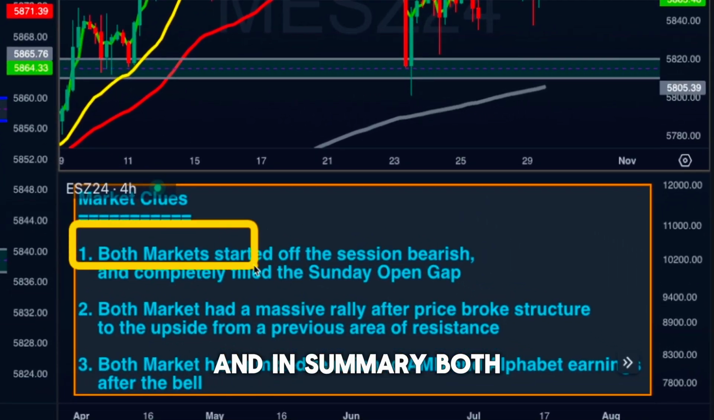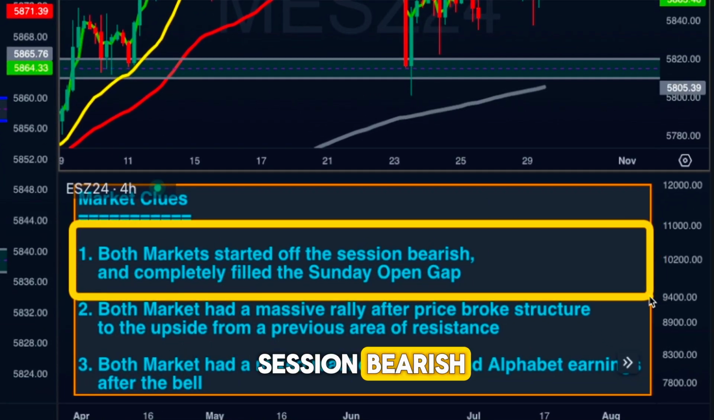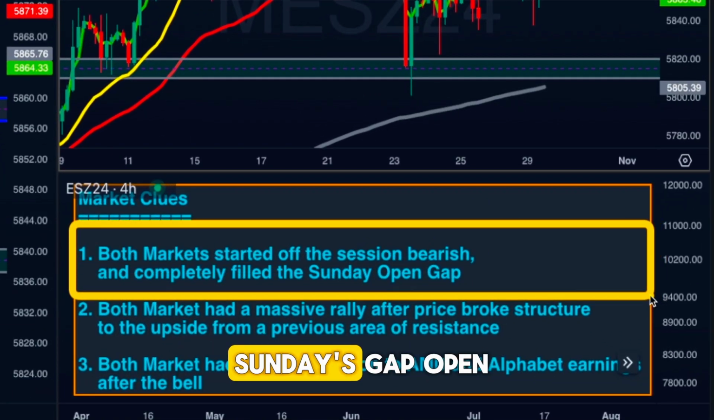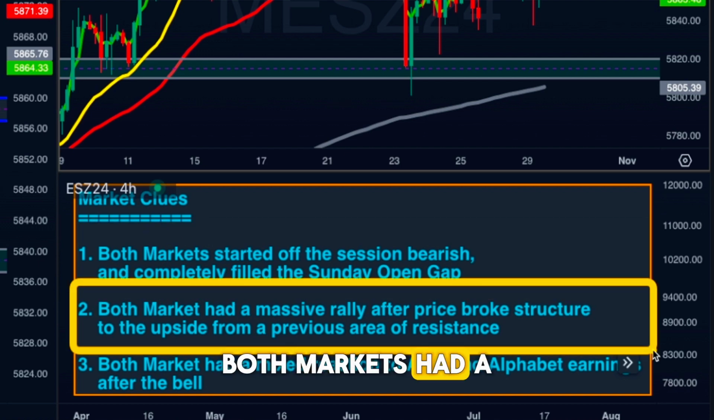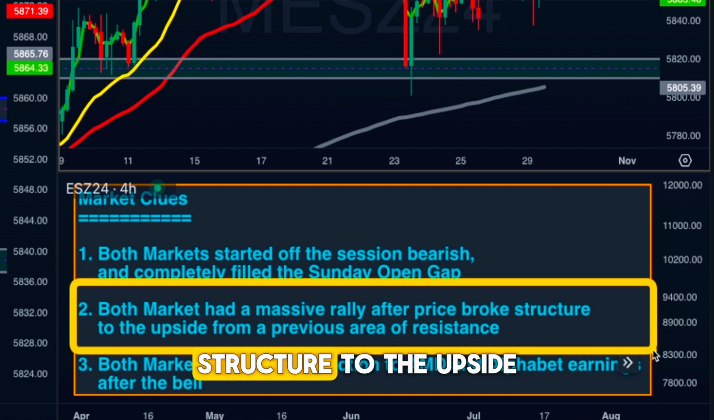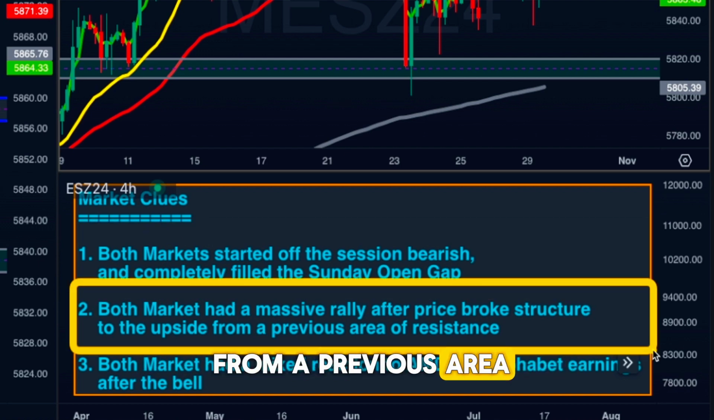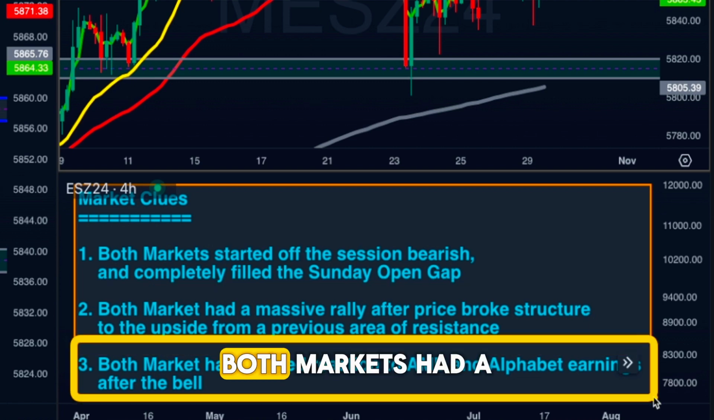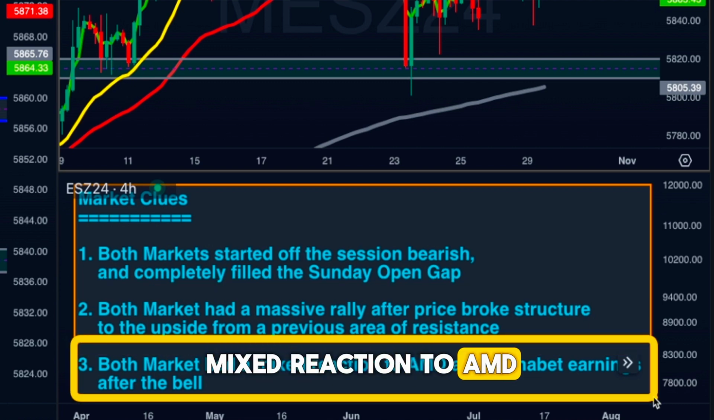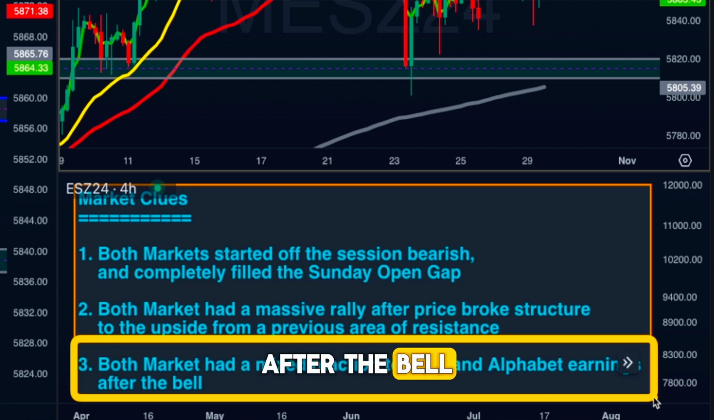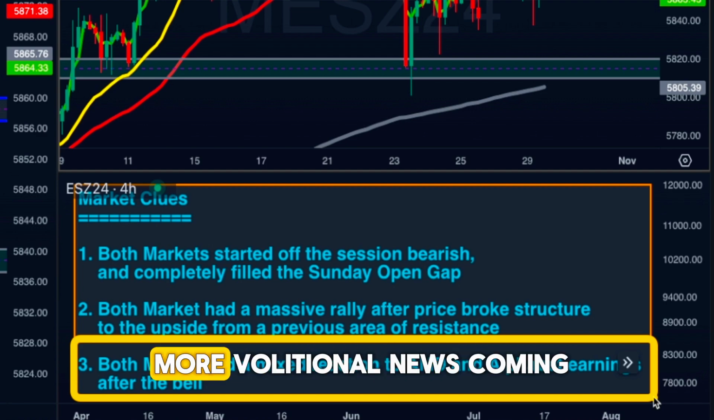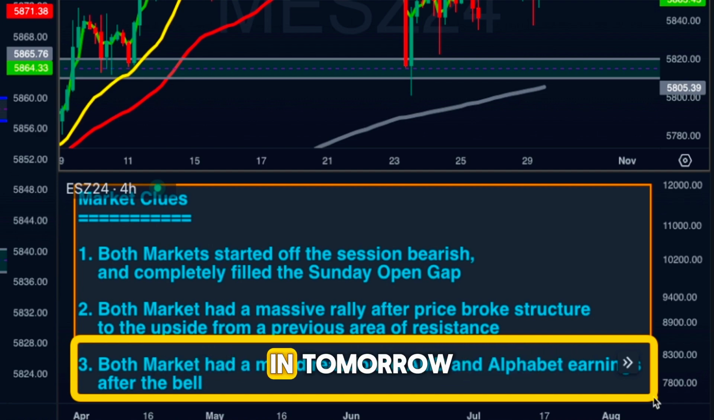In summary, both markets started off the session bearish and completely filled Sunday's gap open. Both markets had a massive rally after price broke structure to the upside from a previous area of resistance. Finally, both markets had a mixed reaction to AMD and Alphabet earnings after the bell, and we still have more volatile news coming in tomorrow.